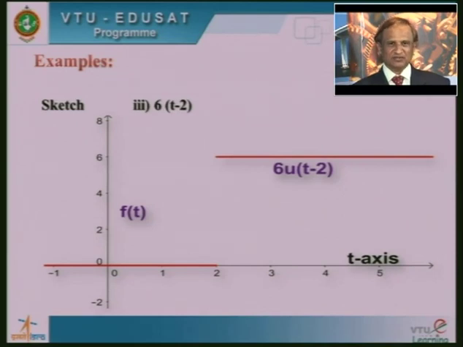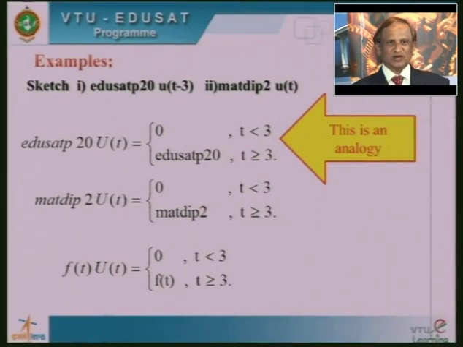That can be observed. If you multiply by 5, it is maintaining the height of 5 units. If I multiply by 4, it is maintaining the height of 4 units, and so on. Is it clear? Right? Suppose I want to write an example like this: sketch HTML chart program 20 into u of t minus 3, or suppose I want to draw the graph of math diff 2 into u of t. How are we going to define these two live examples?